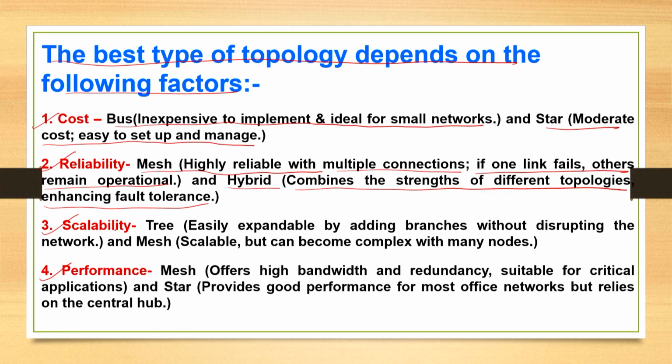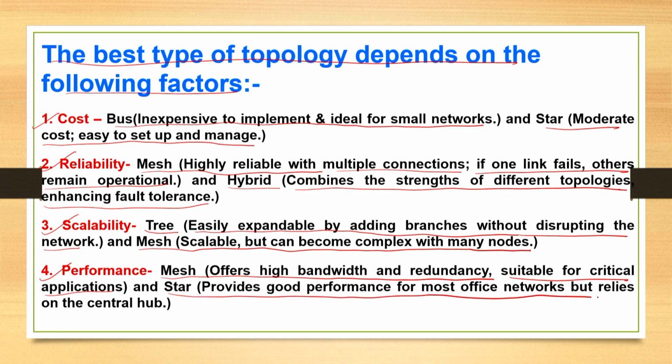When we talk about scalability, yes, the tree comes in, because it is easily expandable by adding branches without disturbing the network, and mesh is scalable but can become complex with many nodes. When it comes to performance, mesh offers high bandwidth and redundancy and is suitable for critical applications. Star provides good performance for most office networks but relies on the central hub.